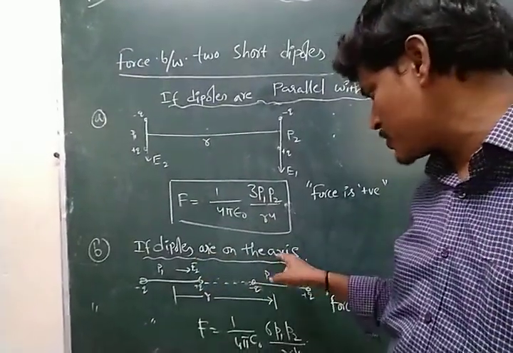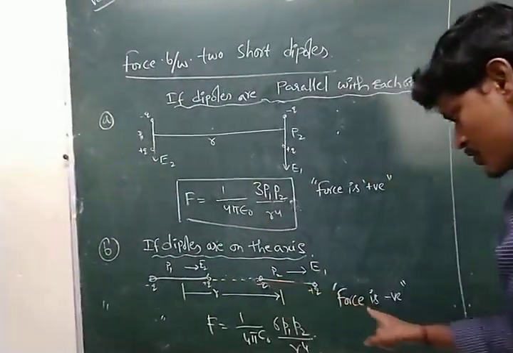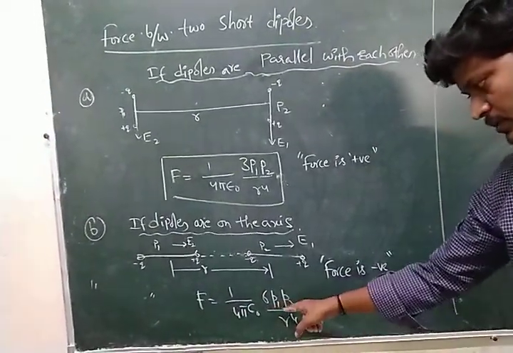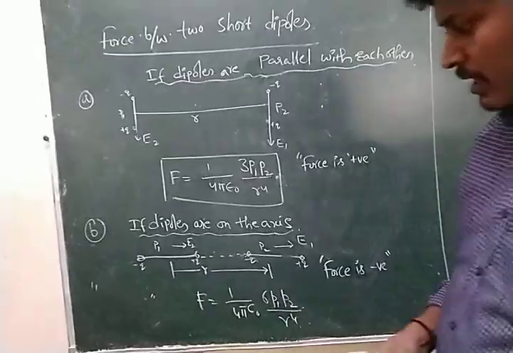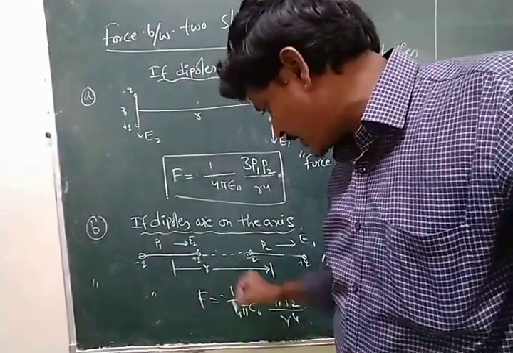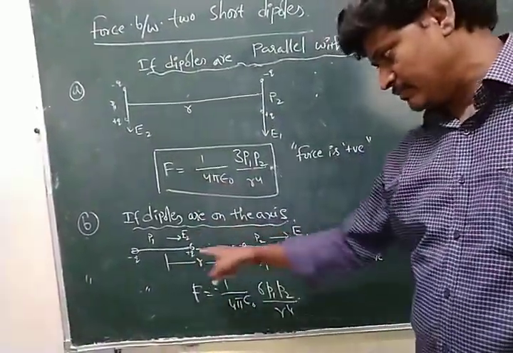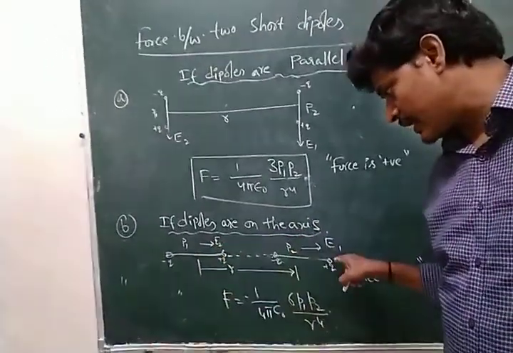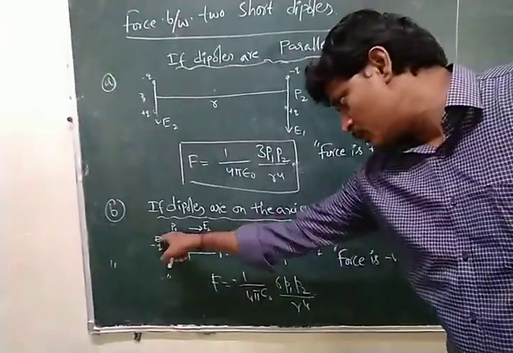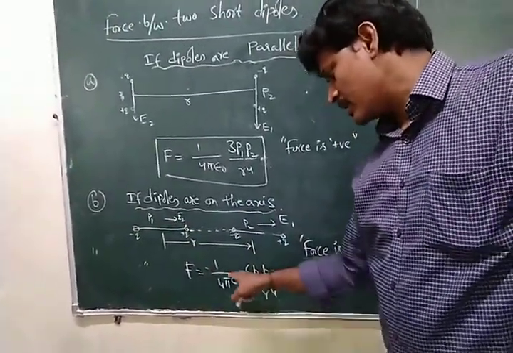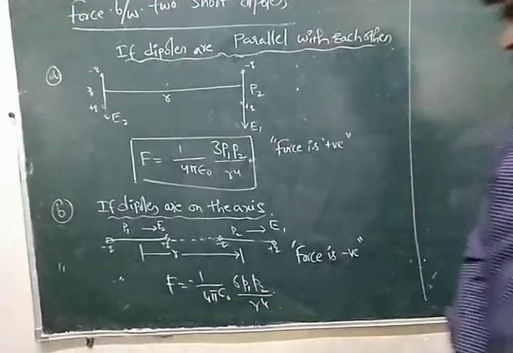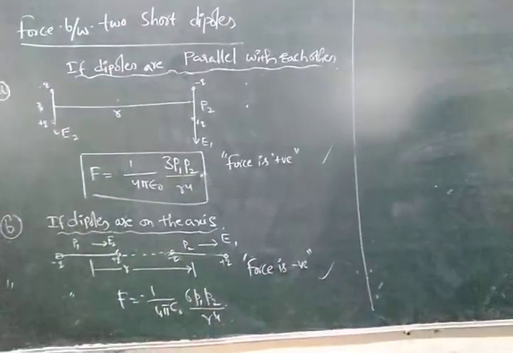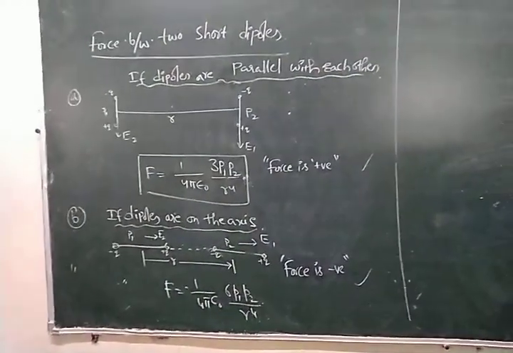Suppose if the dipoles are on the same axis, then the force will be added. Then the resultant force is 1 by 4 pi epsilon naught into 6 P1 P2 divided by r power 4. This is the net force. This is adding, since it is on the same axis. So the net dipole moment direction is negative to positive. So that's why minus. Here 1 by 4 pi epsilon naught into 6 P1 P2 by r power 4. This is the expression. Next, quarter pole.